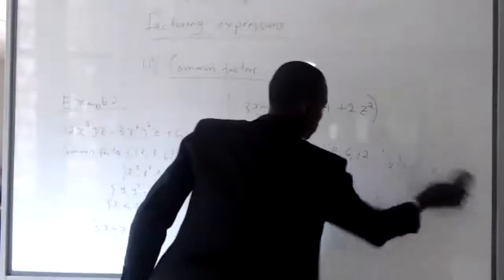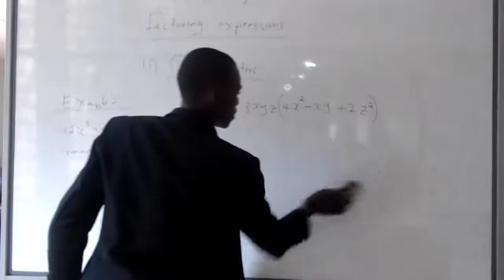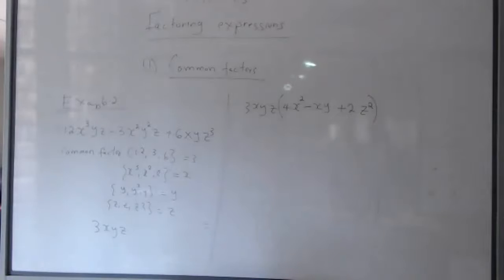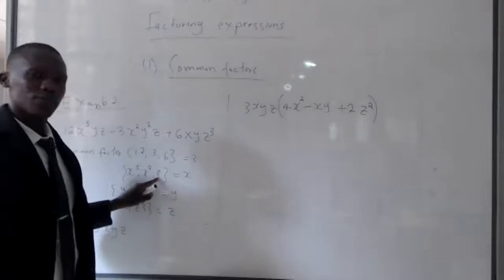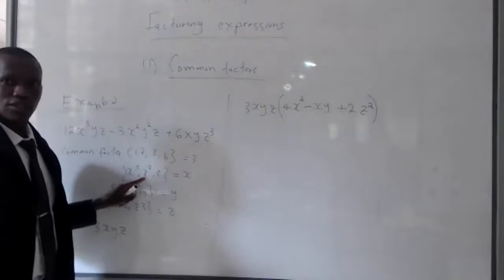I have a question. For x, the greatest common factor should be x cubed. No, because x cubed cannot divide x squared.